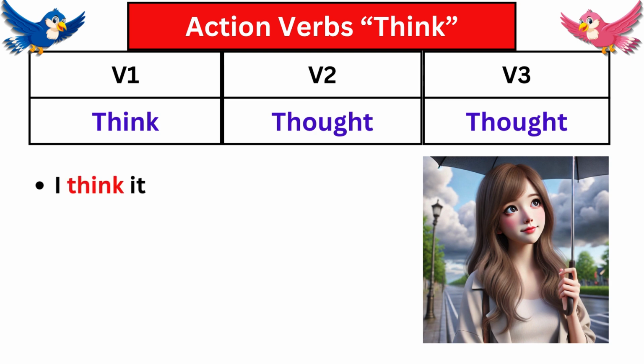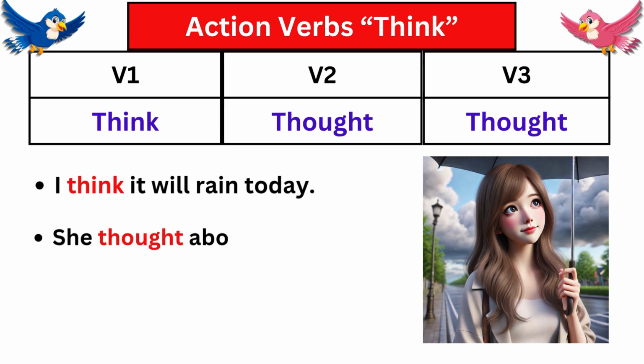V1, present simple: I think it will rain today. This means I believe something will happen. V2, past simple: She thought about the problem. This happened in the past.